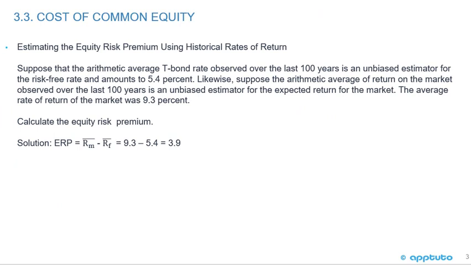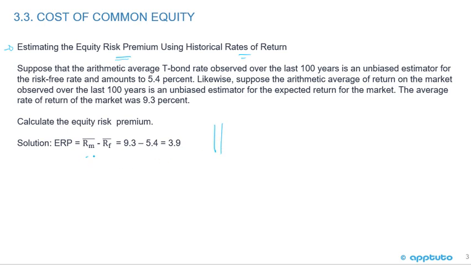So continuing with the cost of common equity, now we're just going to look at a little section on estimating the equity risk premium using historical rates of return. So suppose that the arithmetic average T-bond rate observed over the last 100 years is an unbiased estimator for the risk-free rate and amounts to 5.4%. Likewise, suppose the arithmetic average of the return of the market observed over the last 100 years is an unbiased estimator for the expected return for the market. The average rate of return of the market was 9.3%. Calculate the equity risk premium.